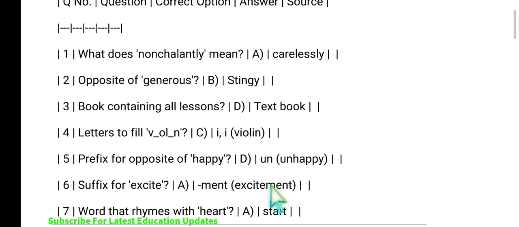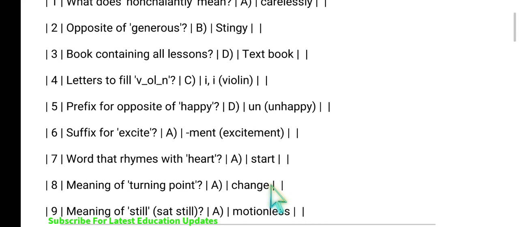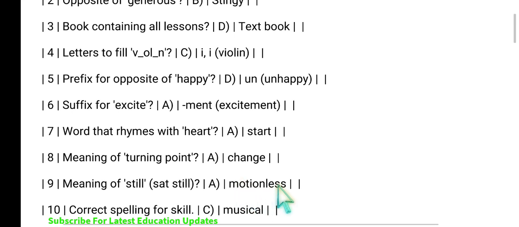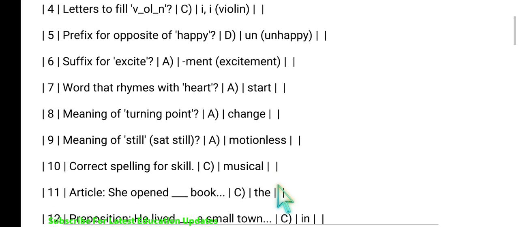Next, fifth one, the child was happy when he saw her father smiling. The word happy makes its opposite with the help of the prefix: unhappy. Sixth one, excite takes the suffix: excitement. Which word rhymes with heart? Here, heart, start, not hurt. Eighth one, meaning of the word turning point is change. Meaning of still is motionless, not silent or quiet. Be still means to be calm, quiet, silent, which are synonyms, different words, but in terms of similar meaning, it is motionless. Next, correct spelling of skill.